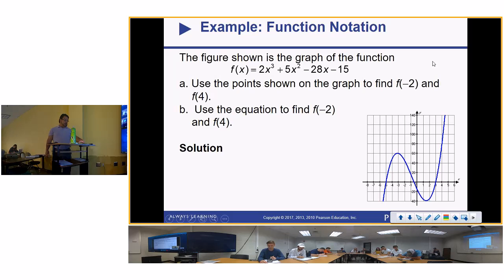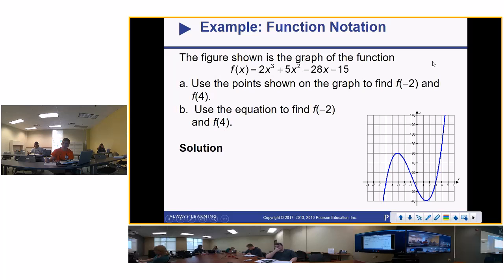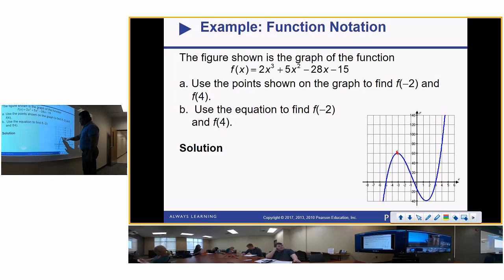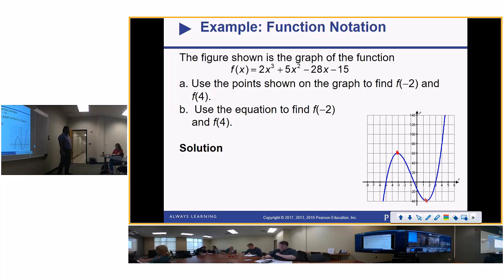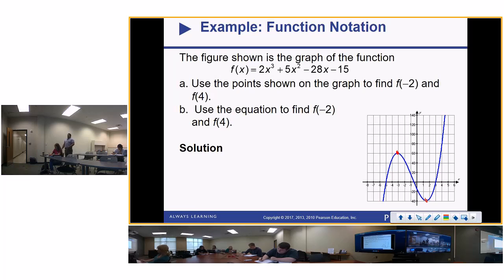Now, let me ask you a quick question. This is kind of a review for those that have it in their brain. What is the min and the max? Or your vertexes? Well, your vertexes are your highest and your lowest. So you got a vertex right in there, and you got a vertex right in there. Make a note: that's your local min and your local max. Just make a note of that for later.